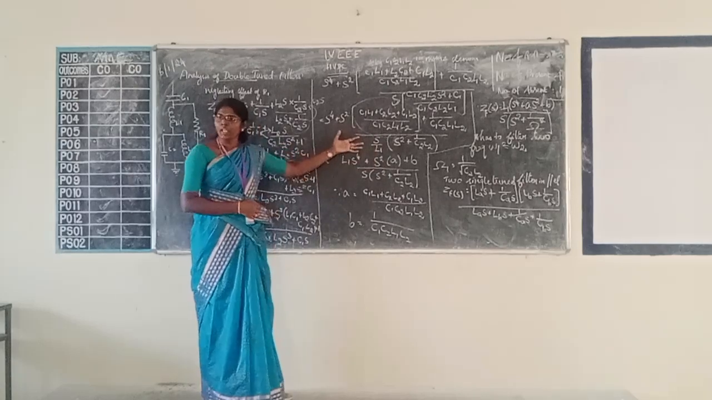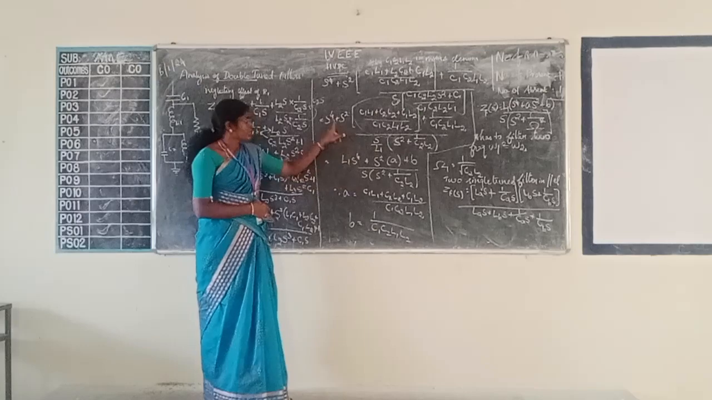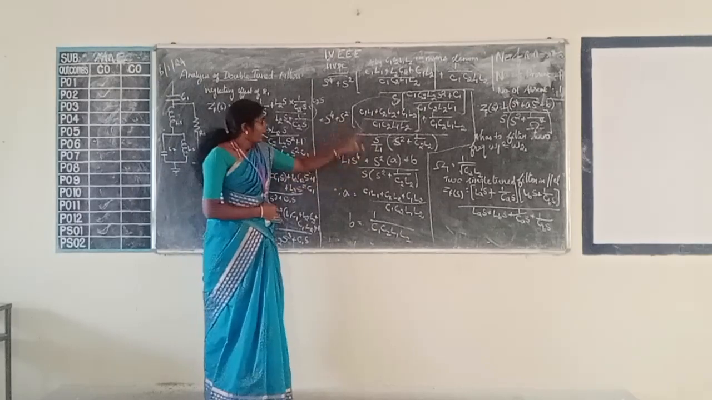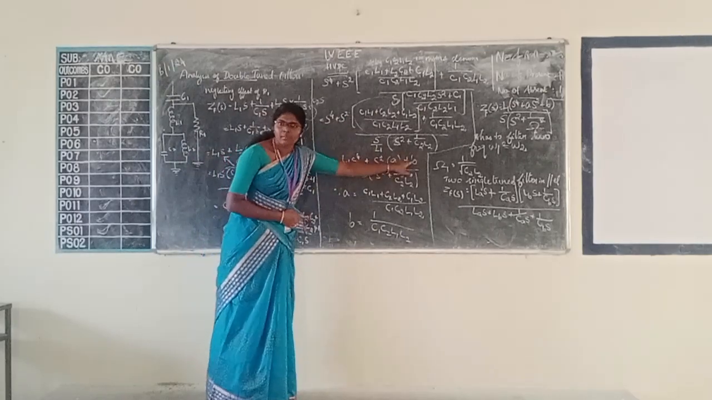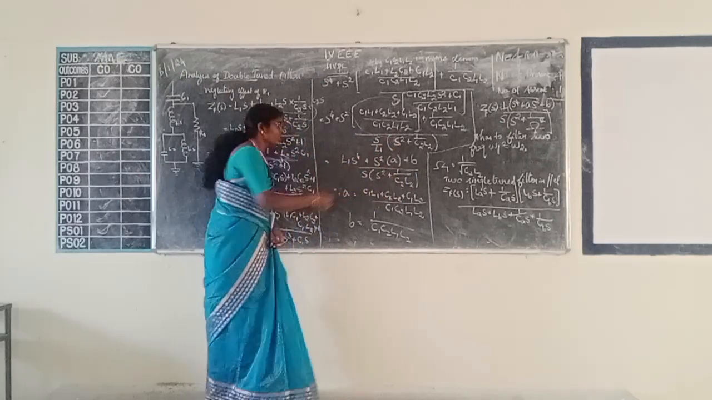We can take it into the numerator. So what have we achieved? L1 S power 4 plus S square into the term A plus B, divided by the denominator, which remains the same. Just this L1.